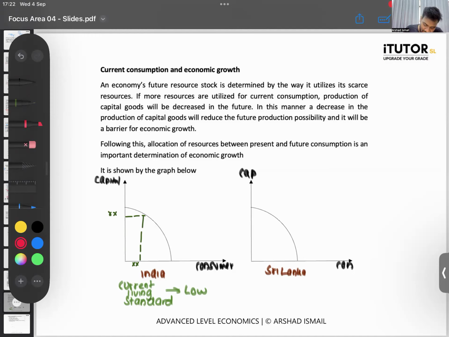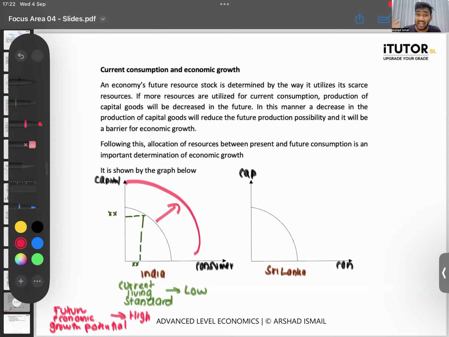What about their future economic growth potential? Will they grow a little or will they grow a lot? In the future, once the metro comes, once all of that comes, there will be high economic growth. Their PPC will shift a lot. There will be a big shift in their PPC. Why? They sacrificed their current consumption. Sacrifice your today for a better tomorrow.